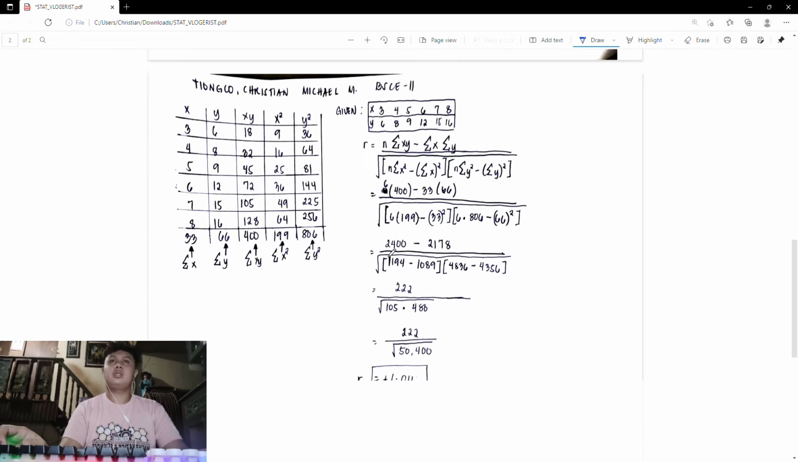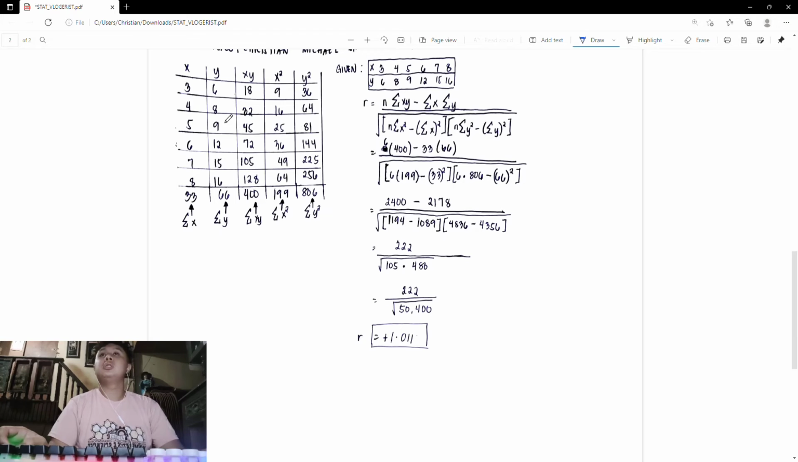So let's make a table indicating the value of x and y. The third one is xy, which we multiply the value of x and the value of y. So 3 times 6 is equal to 18. 4 times 8, 32. 5 times 9, 45, and so on.